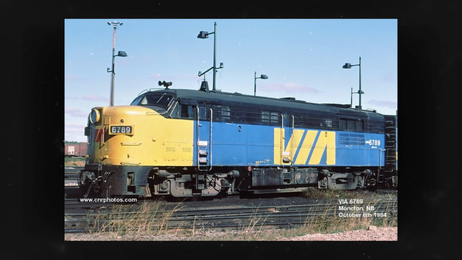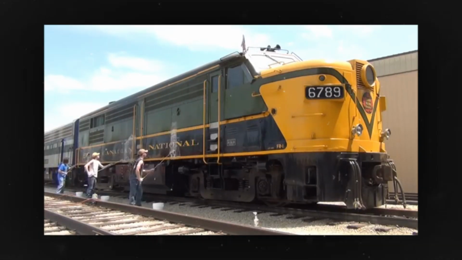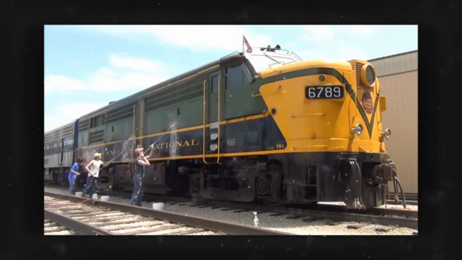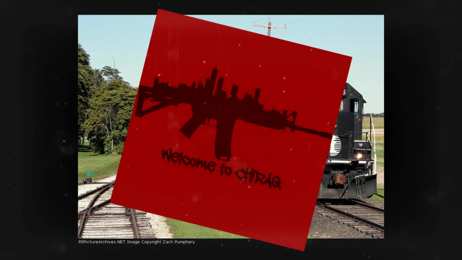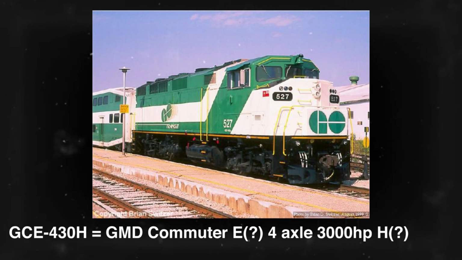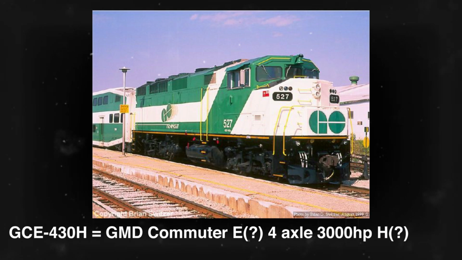An MPA18B would be an MLW built passenger A unit with 1800 horsepower, part of batch B, like VIA 6789, or what most people would recognize it as, CN 6789. At the, I don't know, some museum in Chirac. A GCE430H would be a GMD built commuter engine E with 4 axles and 3000 horsepower, part of batch H.